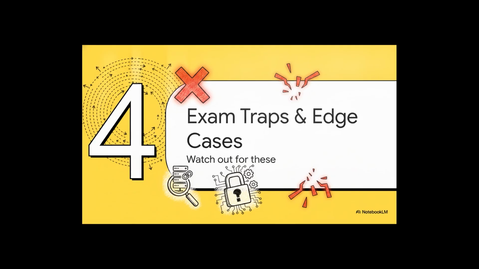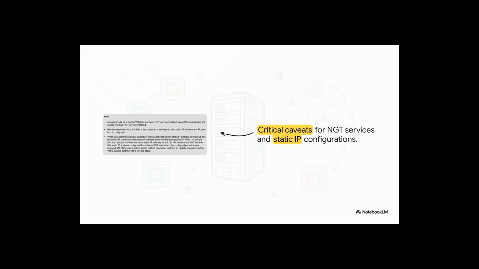All right, Section 4, Exam Traps and Edge Cases. This is where we separate the passing scores from the failing ones. Let's look straight at the source documentation. There are critical caveats for NGT services and static IP configurations that you really need to heed. First, just reinforcing what we've already learned. A restored or cloned VM does not have the NGT service installed and enabled by default, even if the source snapshot originally had it running perfectly. You have to account for this in your recovery runbooks.